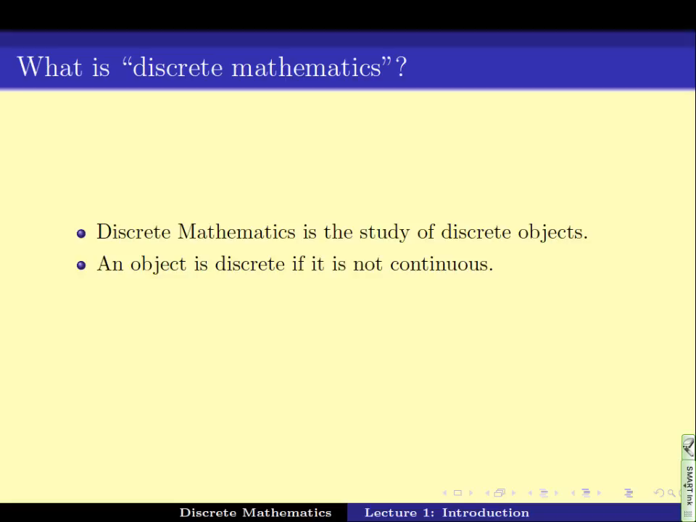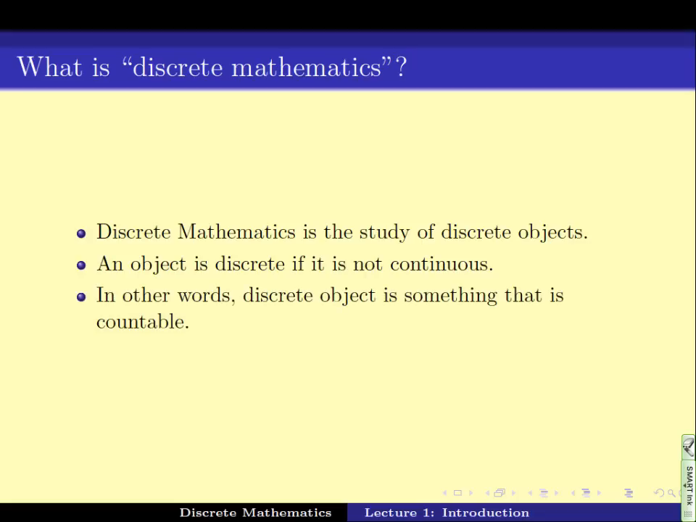Do we have a slightly better understanding of what a discrete object is? Yes, a pretty good answer to this question is that discrete mathematics deals with something that is countable. Something that you can count, like the first, second, third, fourth, fifth, and so on.